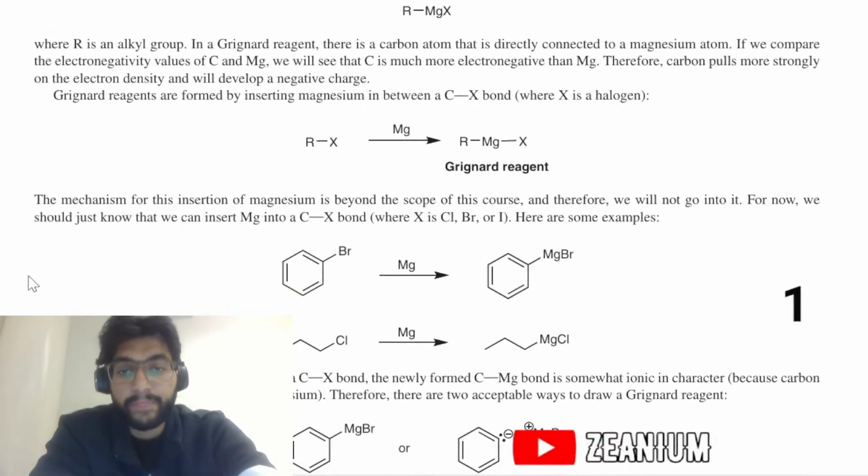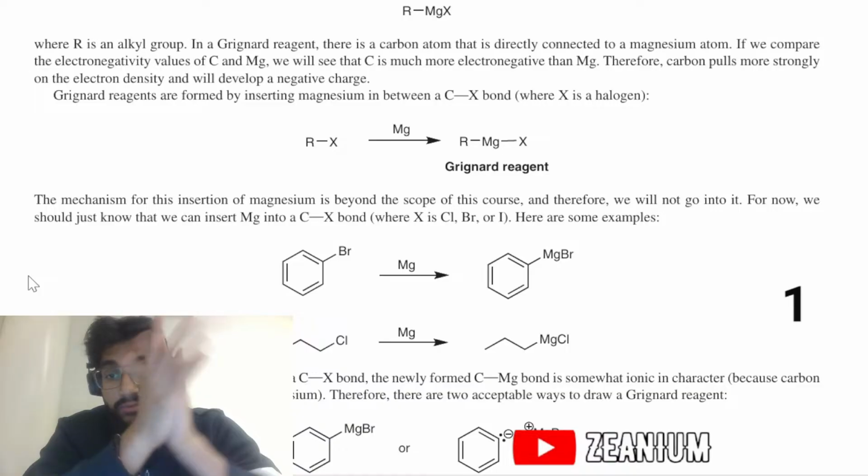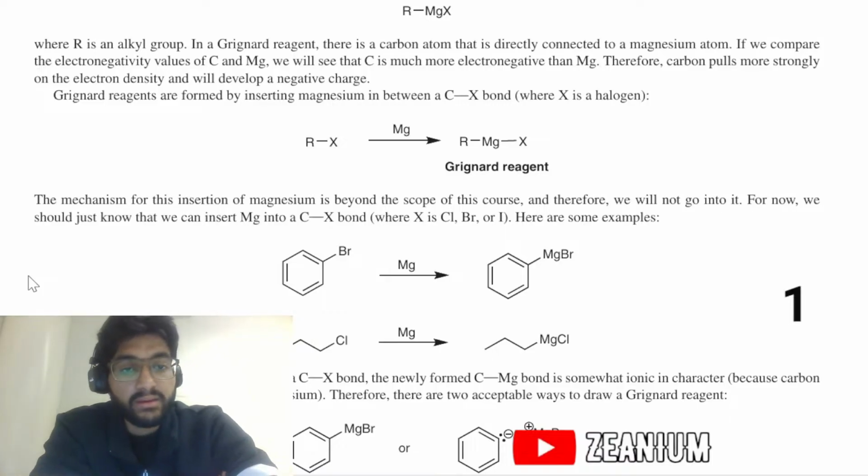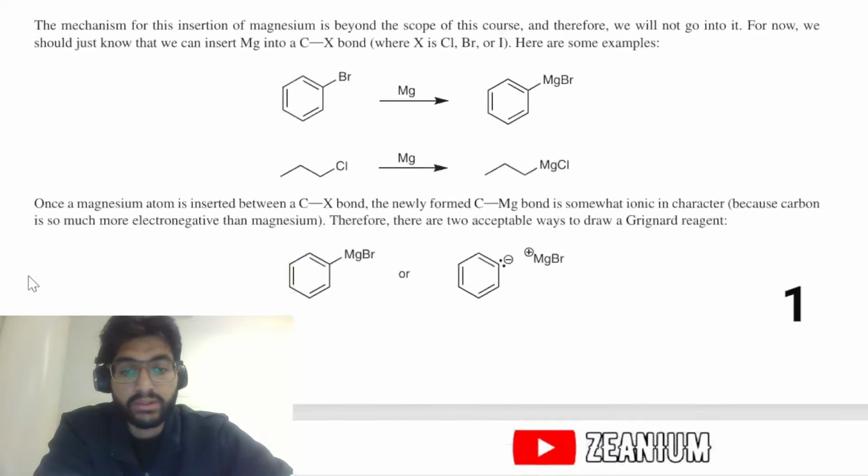The mechanism for this insertion of magnesium is beyond the scope of this course, and therefore we will not go into it. Actually, how does it connect? Have people found out what the mechanism really is? That's interesting. For now, we should just know that we can insert magnesium into a C-X bond where X is a halogen. Here are some examples.